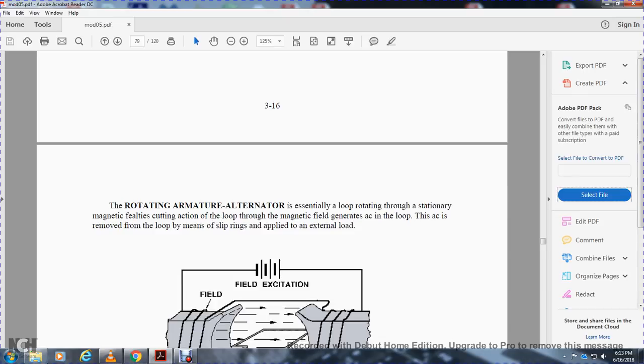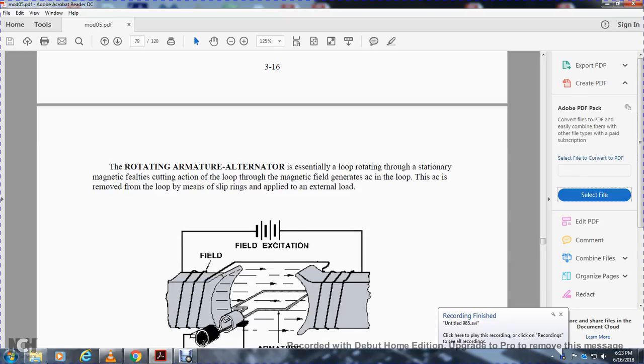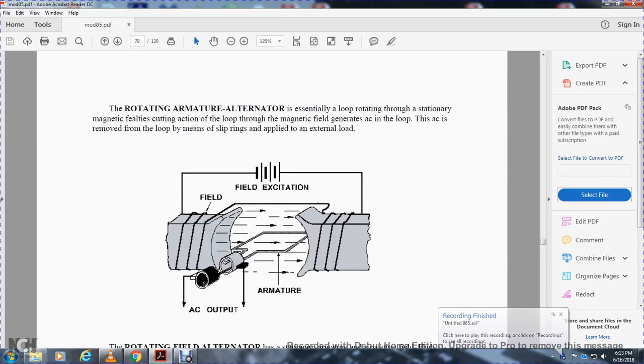field. Each cutting action of the loop through the magnetic field generates voltage in the loop. The AC is removed from the loop by means of slip rings and applied to the external load. So you have a field excitation, field, armature, and AC output.